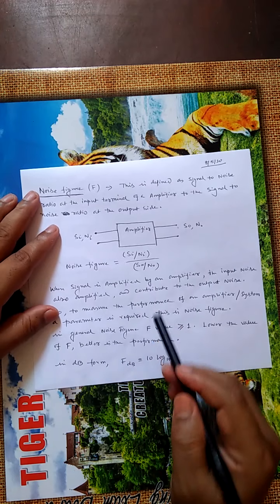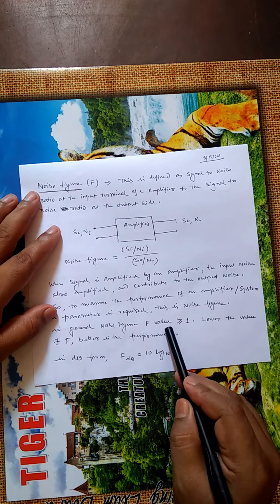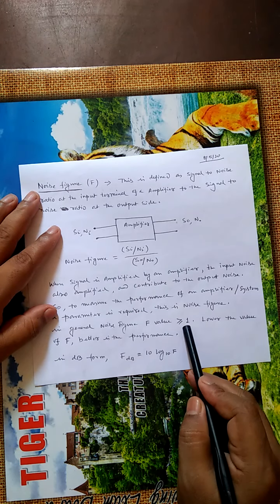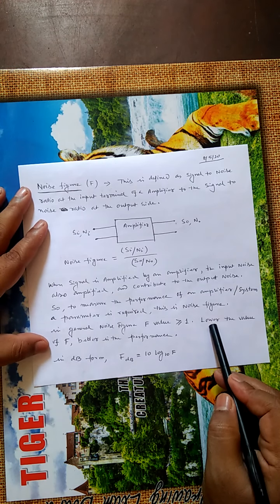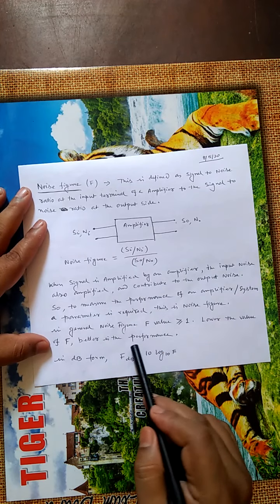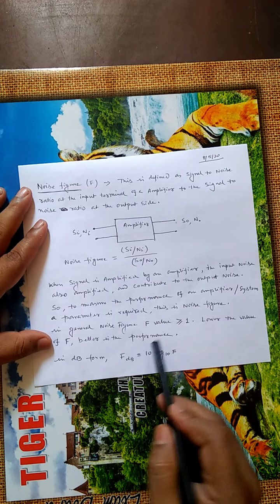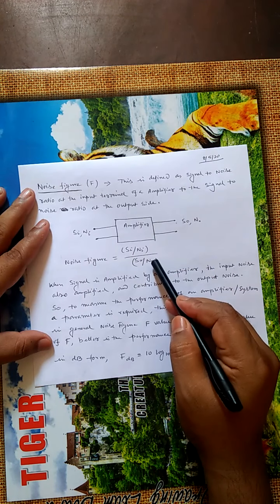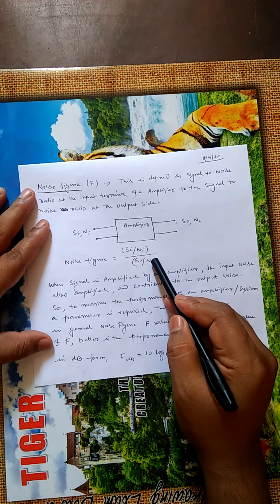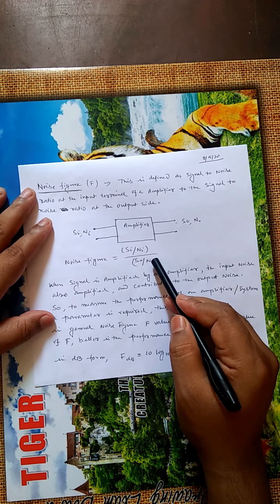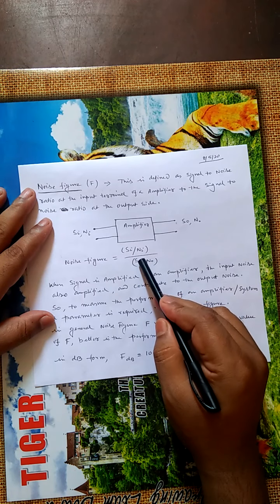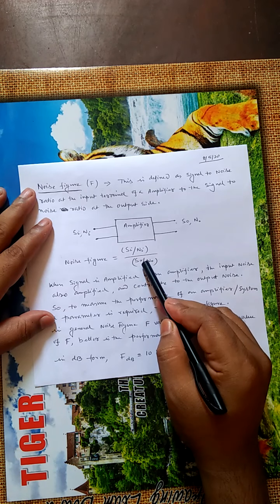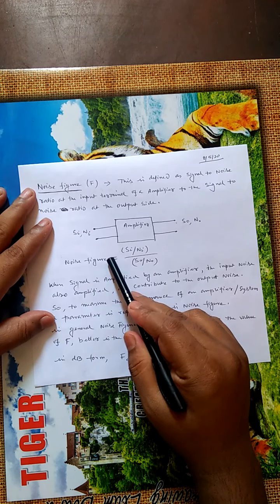In practical cases, we have seen that the noise figure value is greater than or equal to 1. If this value is low, that means the lower the value of F, the better the performance of the amplifier. Suppose my amplifier gives less noise, that means the denominator of the ratio gives a higher value, so the noise figure gets a lower value.